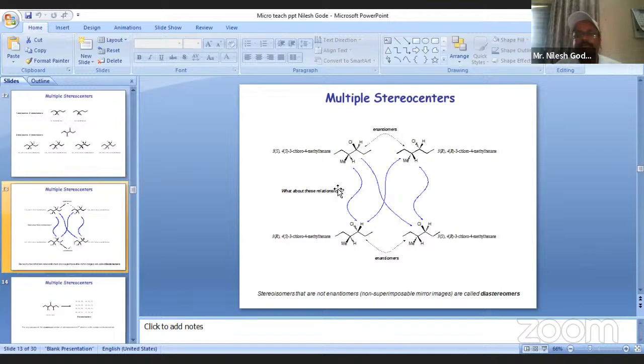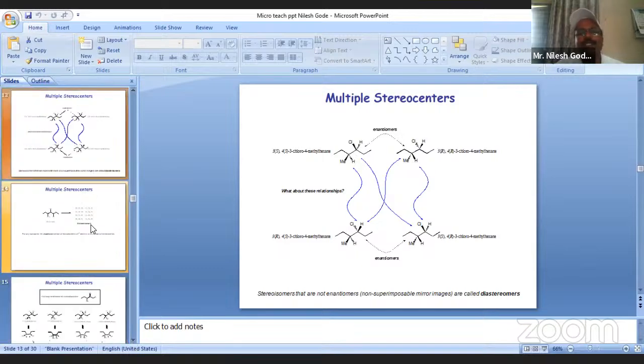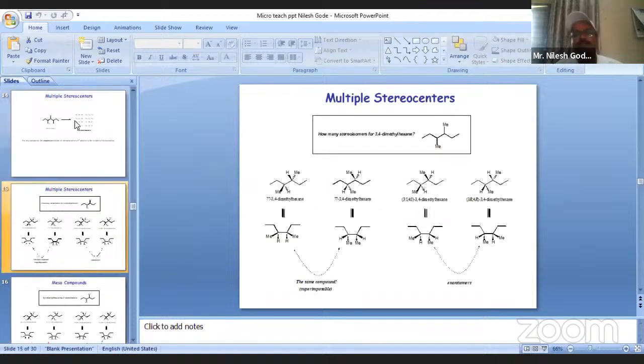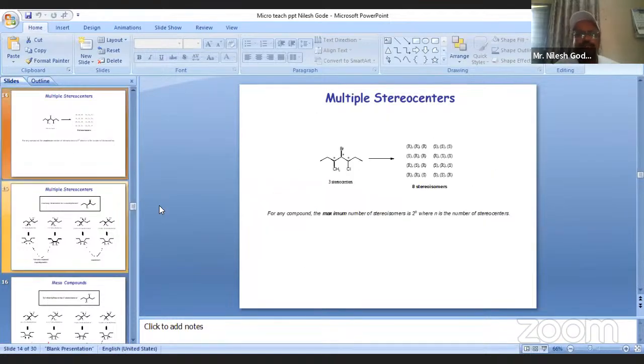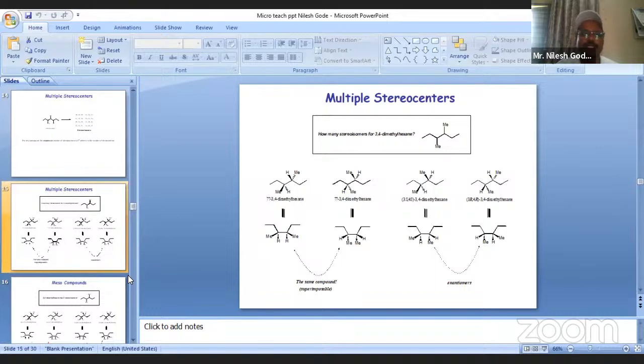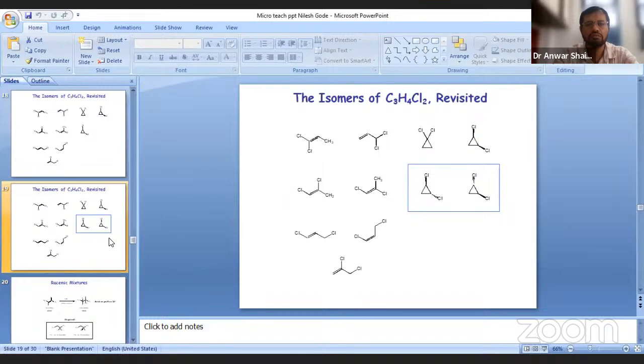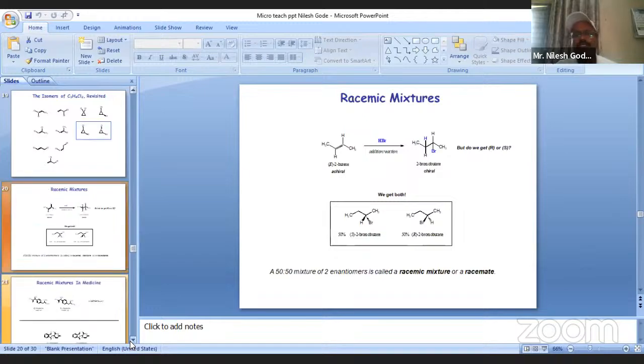And then I teach them the diastereomer: what a diastereomer is and how to identify it by the nomenclature method. If any one stereocenter is the same and another stereocenter is different, then it is a diastereomer. Again, I take many examples for understanding the diastereomer concept, such as isomers of C3H4Cl2, and many examples I take.